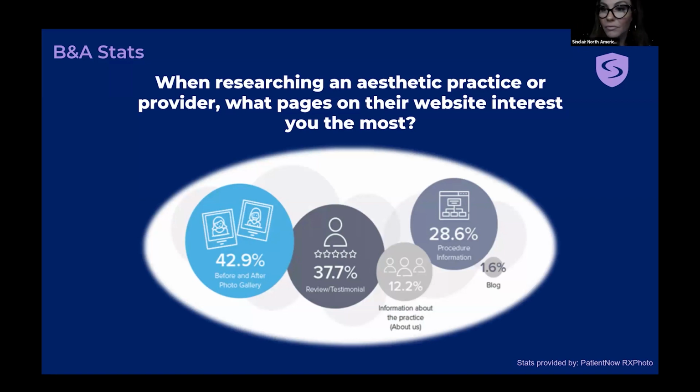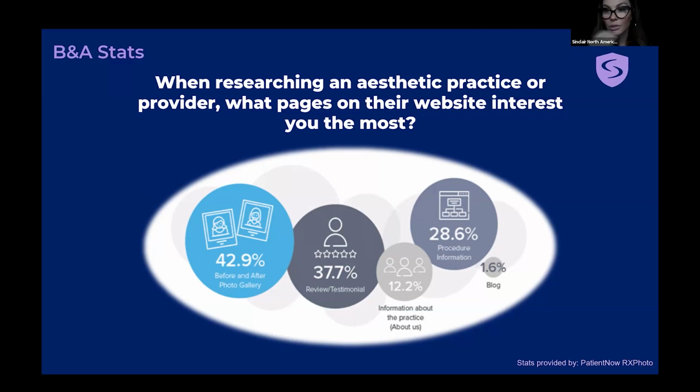So blogs, very minimal. Information about the practice, pretty minimal. But the biggest 3, so procedure information, so on a side note, even though this is a before and after webinar, just make sure that you do have the web copy to put on your website. And if you do not have the web copy, we have it. We've created it. So you can always contact us and get the web copy for every single technology that you have from Sinclair. It's just a copy and paste onto your website and explains the technology to the patient in layman's terms so they understand what it does.